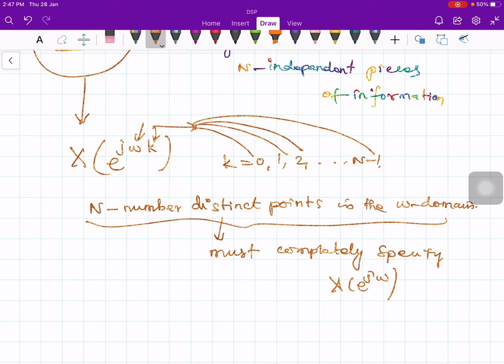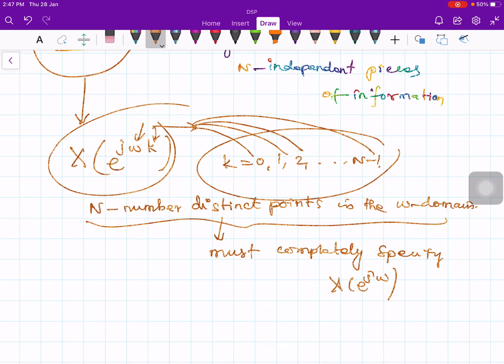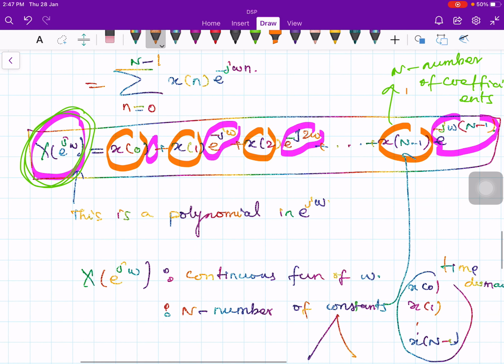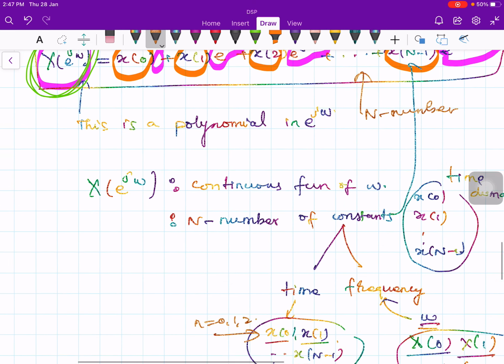But here it is possible to construct from these constants, because the function itself has only capital N pieces of independent information. Originally it has N number of independent pieces of information. So if somebody comes and gives you the information in the frequency domain, then that is also enough.